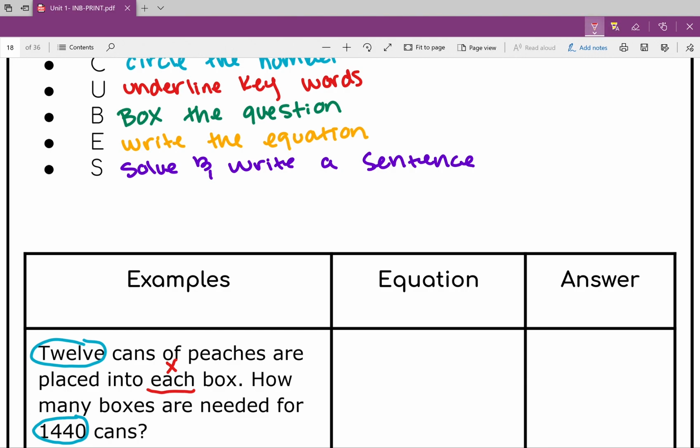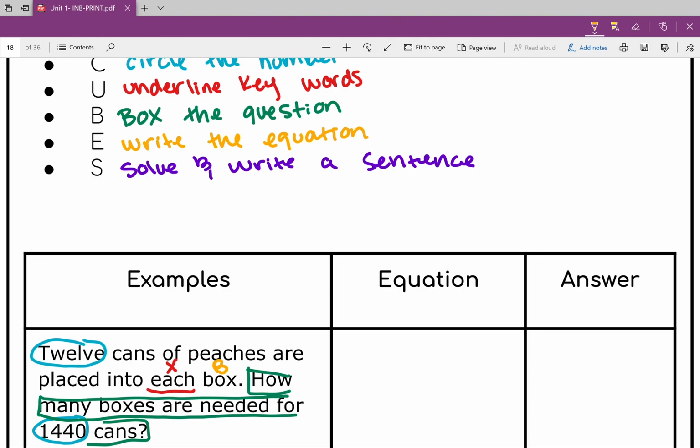Next is box the question. So the question is how many boxes are needed for 1440 cans. Then it's write the equation. So first we have to determine what our variable is. Since it's asking for how many boxes are needed, the word box is going to be our variable. So we're going to let box be B. Anywhere we see the word box, we're just going to write B.